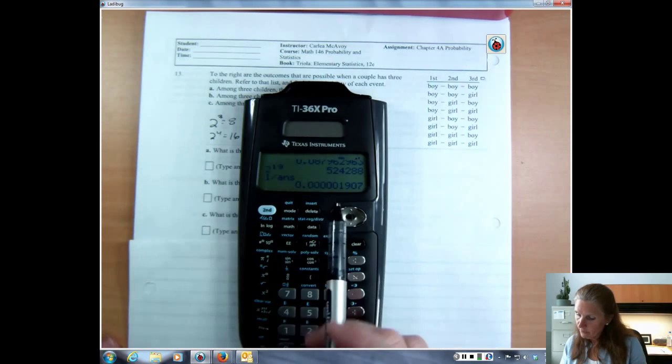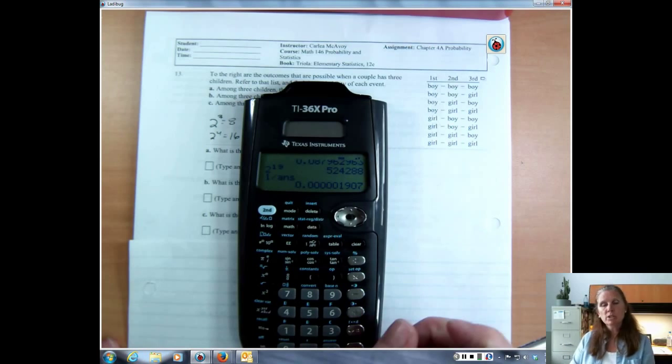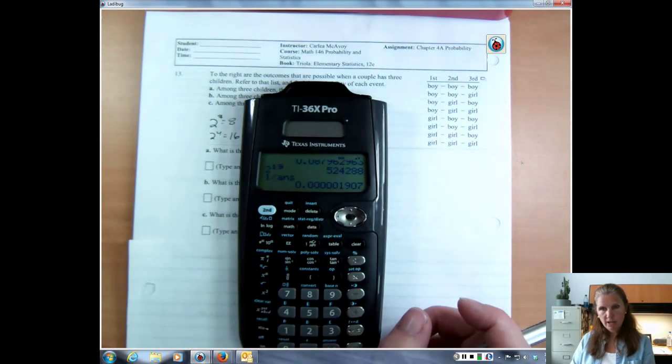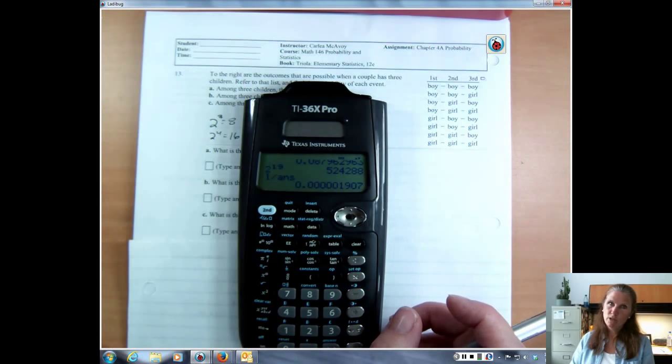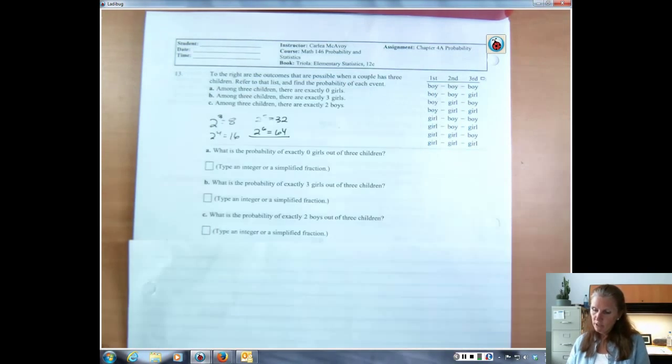If you move it over 2 places, you have 1, 2, 3. That's the percentage of chance that you would have of having that happen. So not very often, right? Very low probability, definitely unusual. Okay, but anyway, I digress.